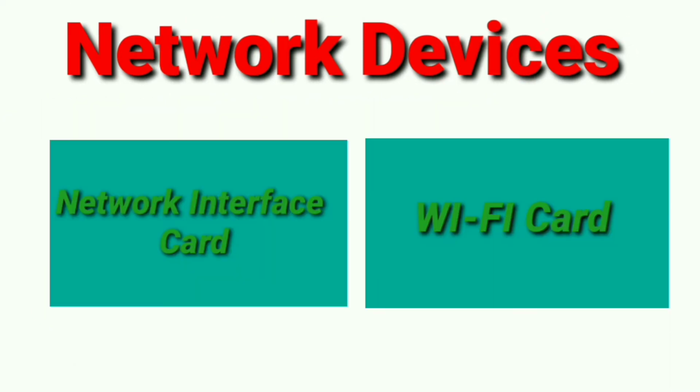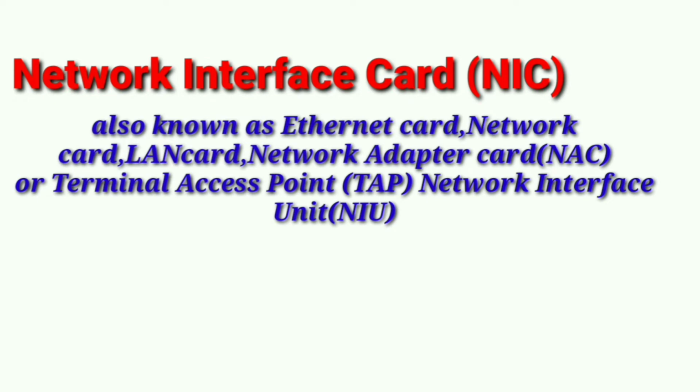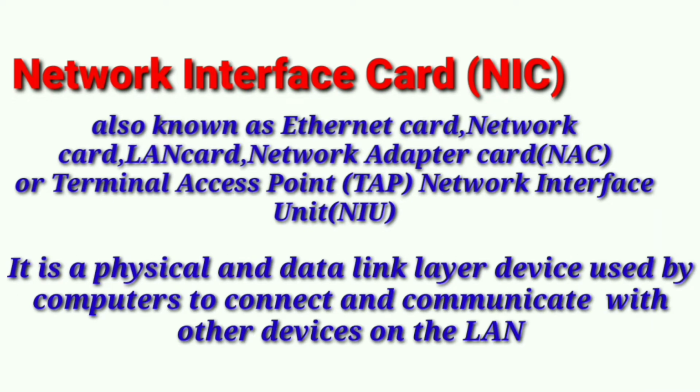If any machine is to connect to a network, it first needs a network interface card or Wi-Fi card. The network interface card, also known as an Ethernet card, network card, LAN card, network adapter card, network interface unit or terminal access point, is a physical and data link layer device used by computers to connect and communicate with other devices on the LAN. The earliest Ethernet cards were external to the system and needed to be installed manually. In modern computer systems, it is an internal hardware component.